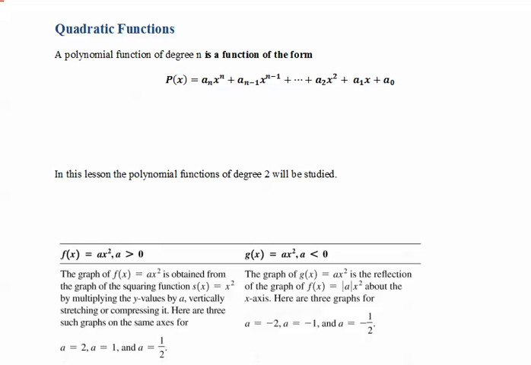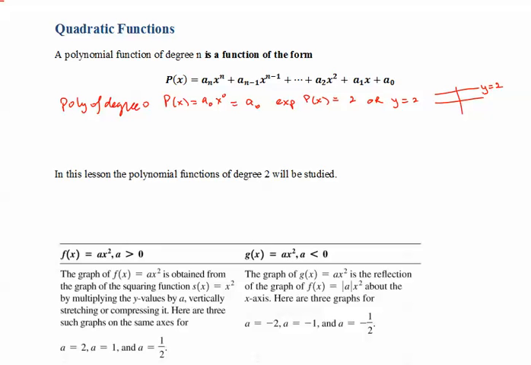a polynomial of degree 0 will be p of x equal a0 x to the 0 power. Anything to the 0 power is 1, so it will be just a0, which is just this term here. For example, we could have p of x equal 2 or y equal 2. This is just a horizontal line. So this is a linear function, y equal 2.